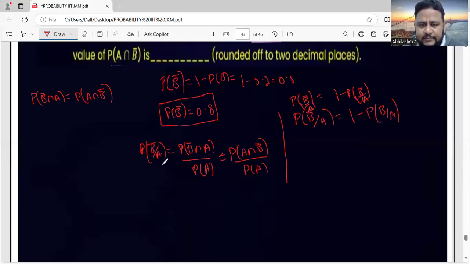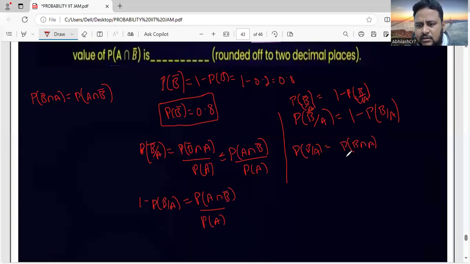So instead of writing probability of B dash by A, I can write it as 1 minus probability of B by A, that is equal to probability of A intersection B dash by P of A. Now one thing you must understand: probability of B with respect to A is nothing but probability of B intersection A, or A intersection B, is one and the same, divided by probability of A.